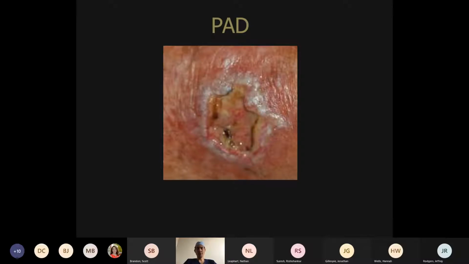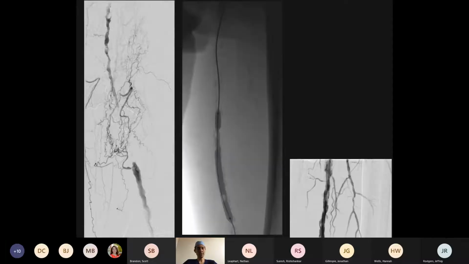This is an example of PAD. PAD stands for peripheral arterial disease. Those are patients with bad vasculature who have ischemia and are losing tissue. There's a patient that had this ulcer in the foot for many months that was not healing. It was not healing because there was not enough blood flow to that area to allow it to heal. Go to the next slide.